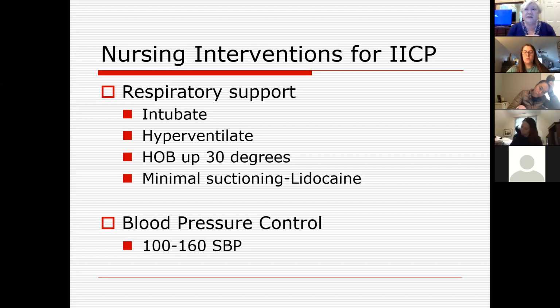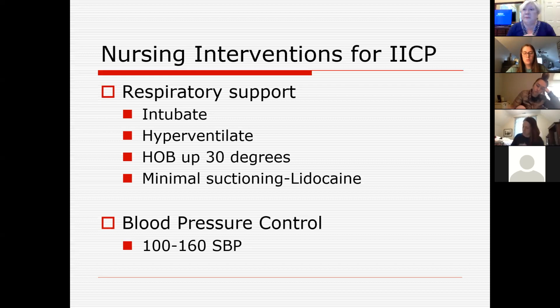So if they have a lot of secretions and they need to be suctioned, we will obtain an order for viscous lidocaine, a thick lidocaine solution. It's not a jelly, it's a solution. You can put it down the ET tube and it will numb the bronchial tree so that when you go down to suction, it does not stimulate a cough. And you can suction them out without stimulating a cough. And when they don't cough, you won't increase their ICP. So if they're coughing a lot with suctioning or they're having problems with that, we can do it that way.